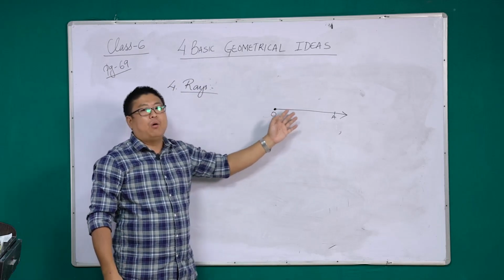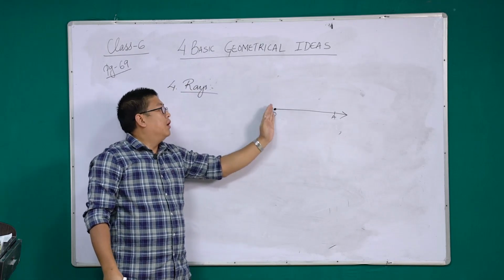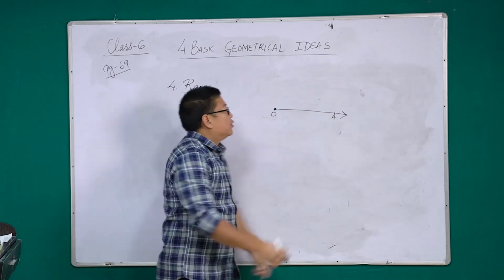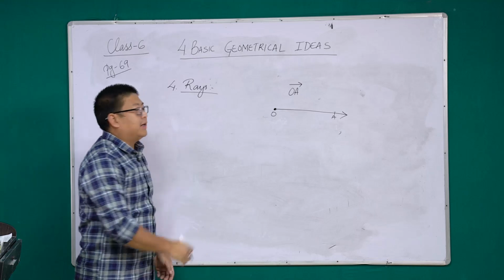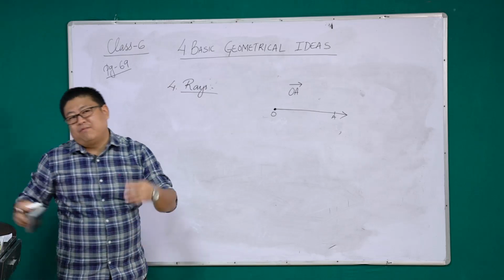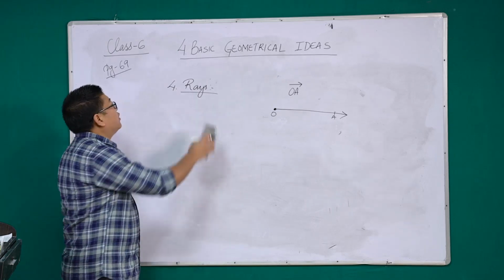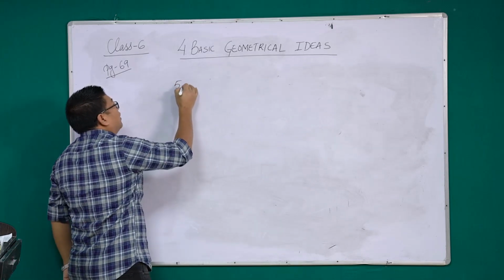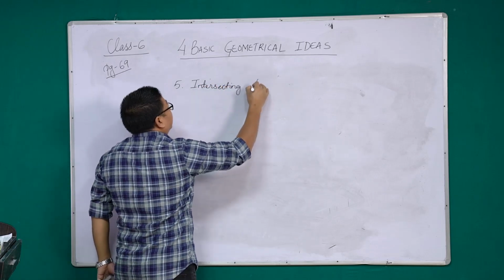So it is a combination of a line segment and lines. That means at one end it has a fixed point and on the other it is endless. This ray can be called ray OA and it is denoted in this manner. I hope this is clear with you all. We have learned about line segments, lines and rays. Now let's move on to the next short topic. The next topic is on intersecting lines.